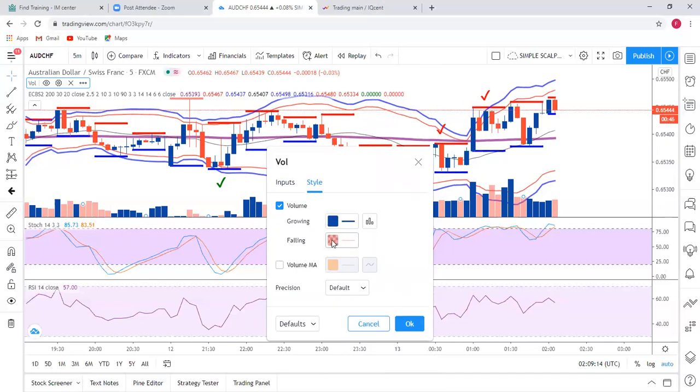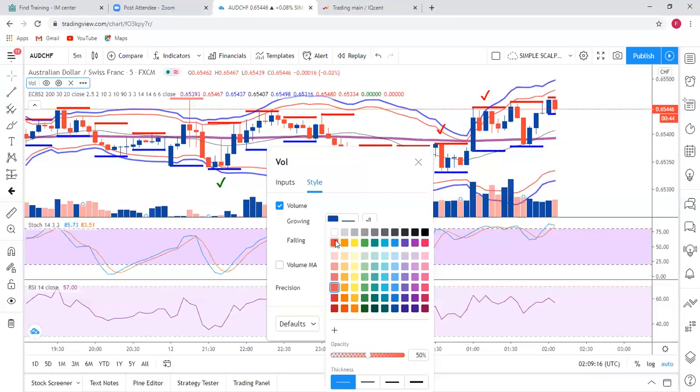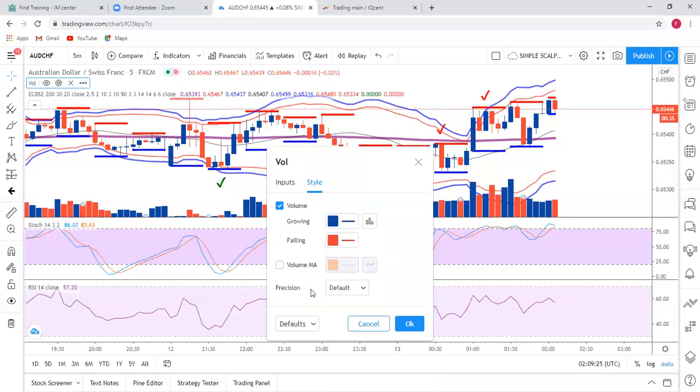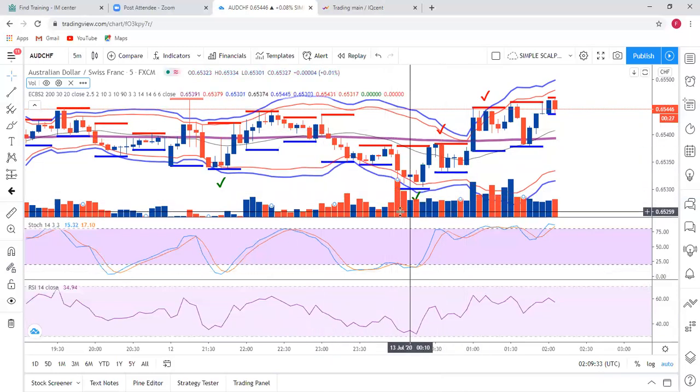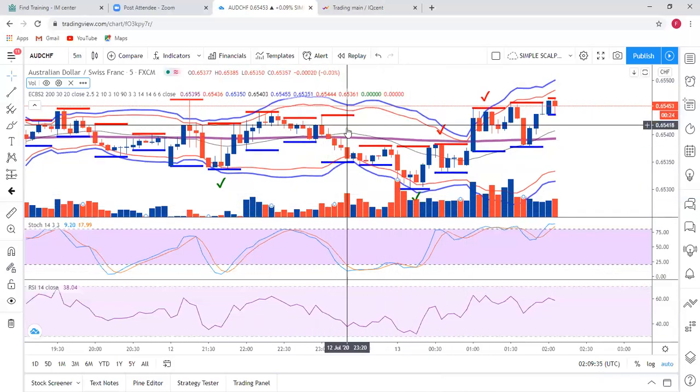Then I come to the falling, that is red. I use a sharp red. I beef it up from 50% to 100%, and I increase the thickness here, and that is that. And then I save it as default and OK. So my volume bar and my Bollinger Band is good to go.